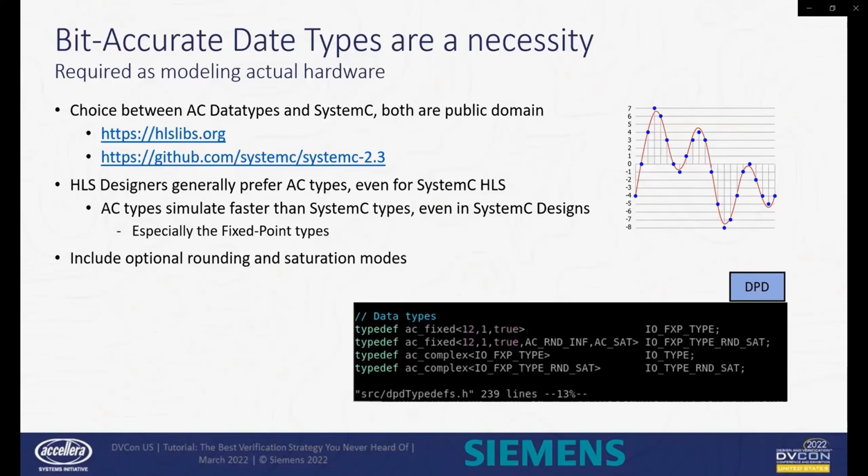As required, data types will need to include the necessary flags to specify rounding and saturation modes. For example, only enabling saturation for the final assignment from a multiply-accumulate operation. And in our first screenshot from the DPD design source, we see a few of the typedefs used in the design, in particular an AC complex of an AC fixed type for the real and imaginary components, with the desired rounding and saturation attributes.